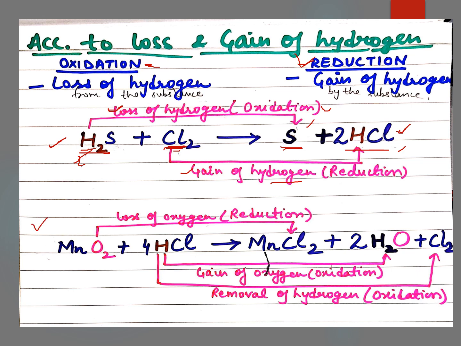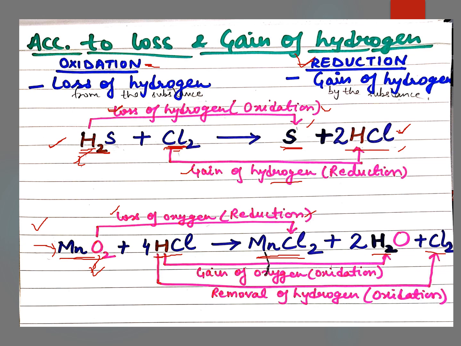Let's take another example, and this is a very important example because it is given in your NCERT book. Here the manganese oxide is reacting with HCl, which is hydrochloric acid, and it forms manganese chloride and water and chlorine. See, in this reaction, the manganese oxide is losing its oxygen. What we studied in the previous video is that if there is loss of oxygen, that means reduction is taking place. So here the manganese oxide is getting reduced and it forms manganese chloride.